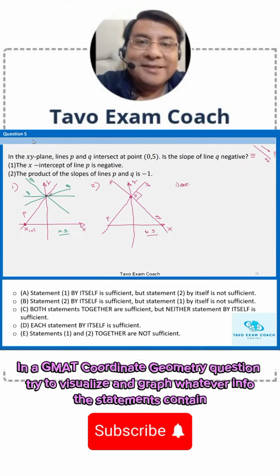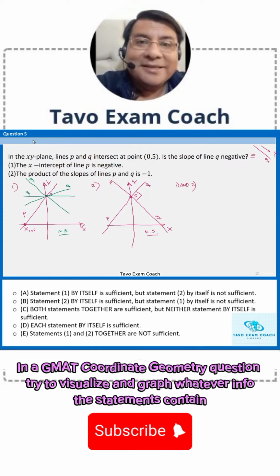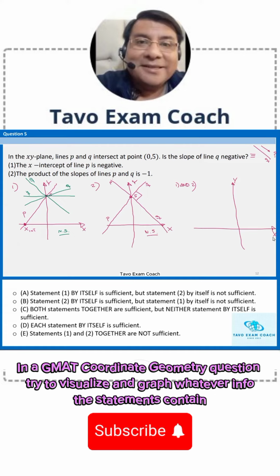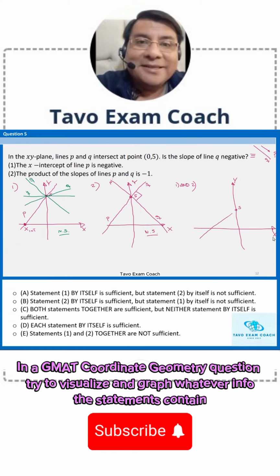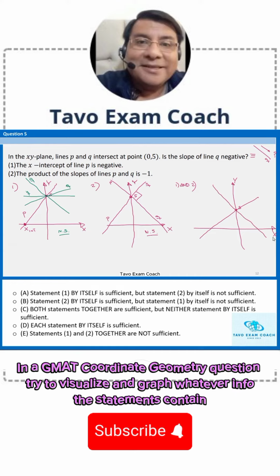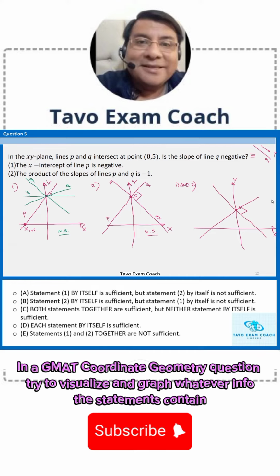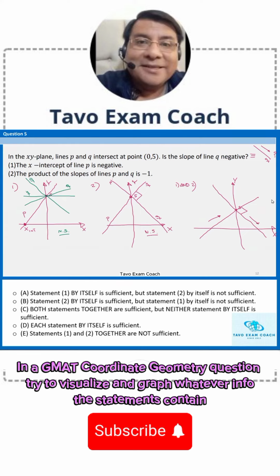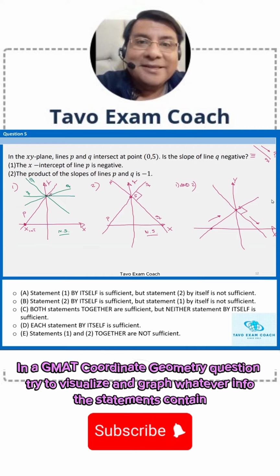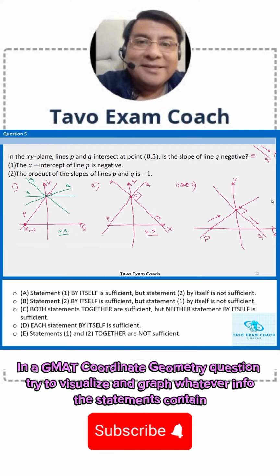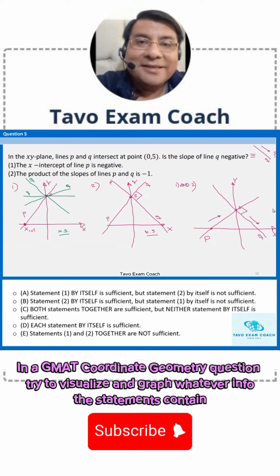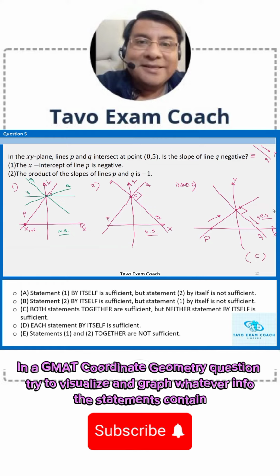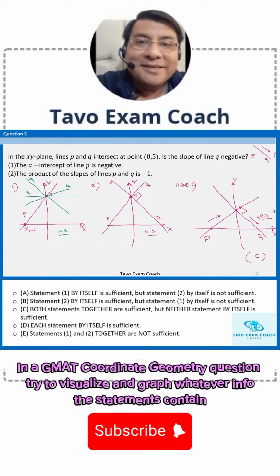When statements 1 and 2 are taken together, then we might say that if we have two perpendicular lines crossing at this point (0,5), then if they cross perpendicularly, clearly, one of them must have the negative slope and one of them the positive slope. So since the one with the x-intercept negative is P, then the other must be Q. So Q is clearly the one with the negative slope. The answer to the question would be affirmative. So the correct answer choice would be both statements together are sufficient, but neither statement alone is sufficient.